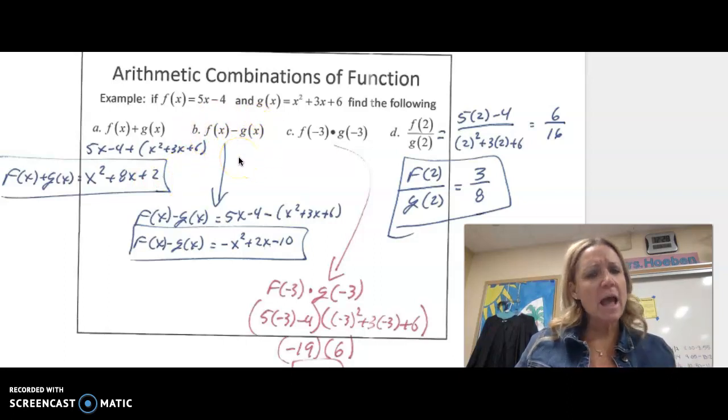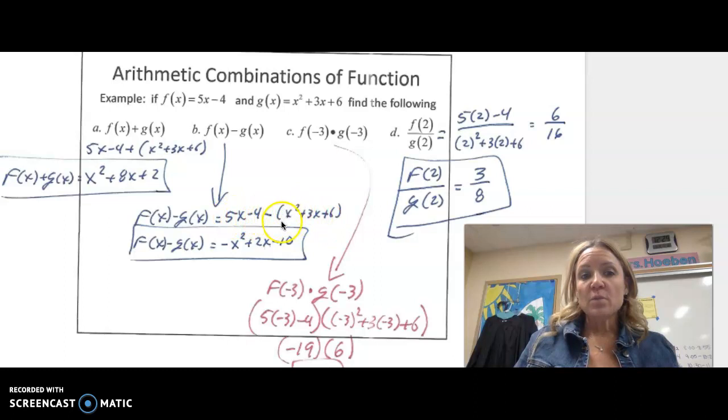Okay, subtracting is like adding the opposite, so I'm going to write subtraction in here, but then I'm going to write g of x in parentheses. So you can think of it as distributing that negative sign here, here, and here, if that helps, or just add the opposite. Okay, so when we take f of x, which is 5x minus 4, we subtract g of x, which is x squared plus 3x plus 6.